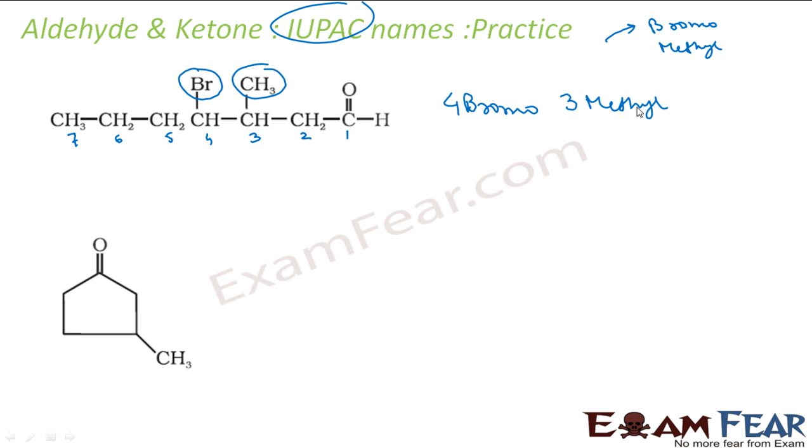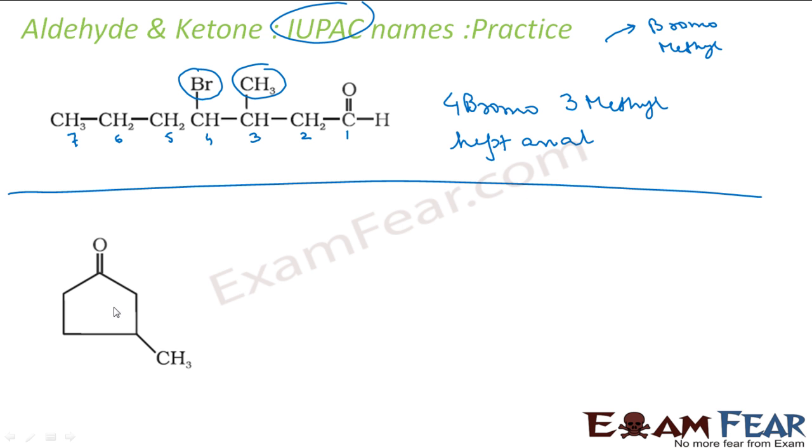Substituents are over. Then I have 7 carbons, so it is hept, all single bond, ane, and this is an aldehyde, al. So it is 4-bromo-3-methylheptanal. Correct. Let's try this one.